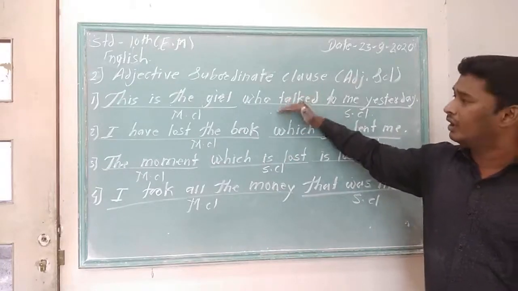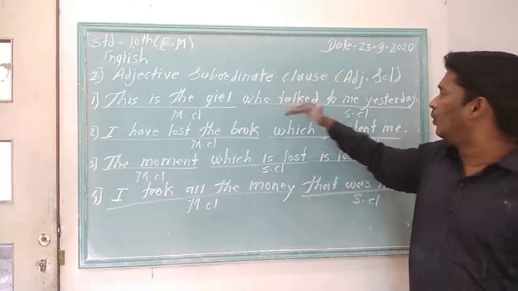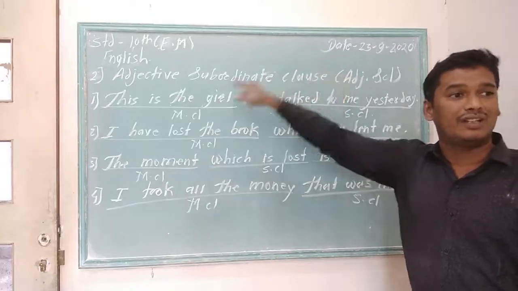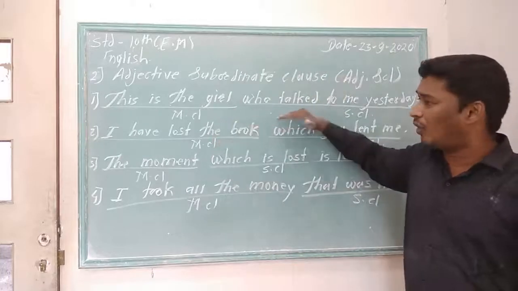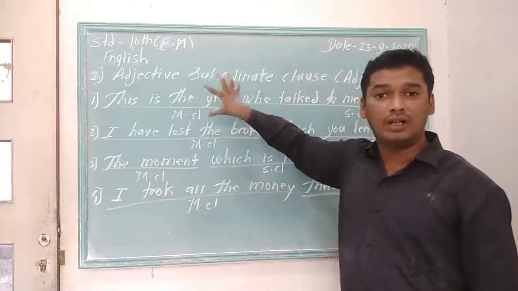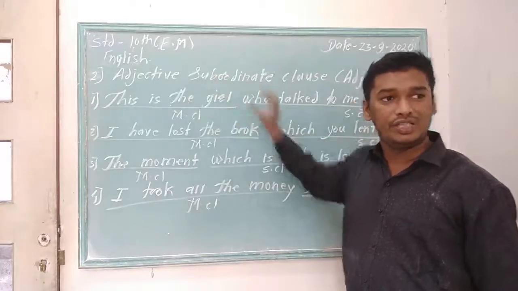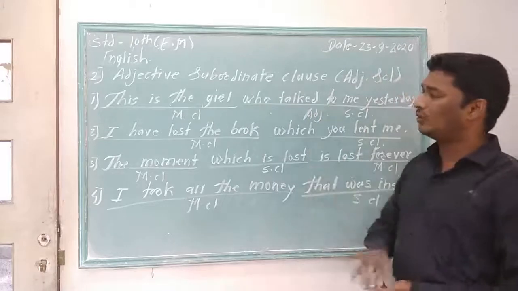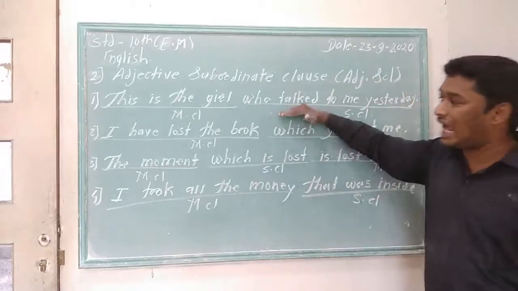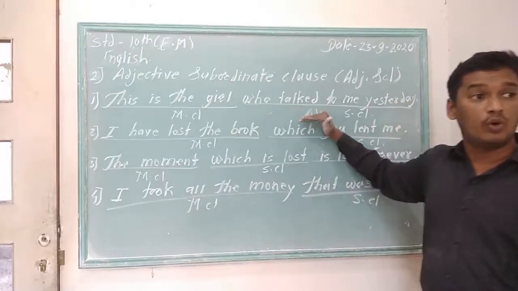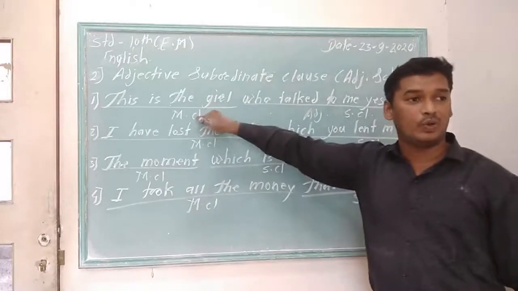Look at its meaning. This is the girl who talked to me yesterday. Who talked to me yesterday? That girl. It means this subordinate clause tells more information about this noun, girl, in the main clause. So it is an adjective subordinate clause, as it describes the girl, the noun in the main clause.